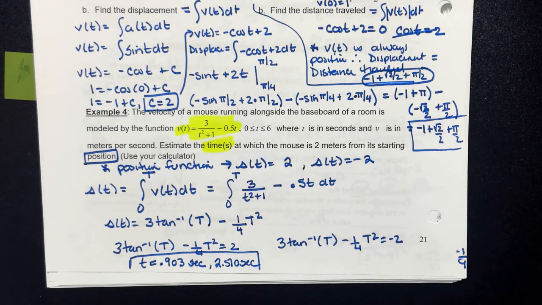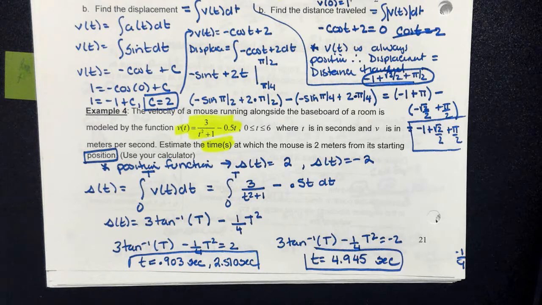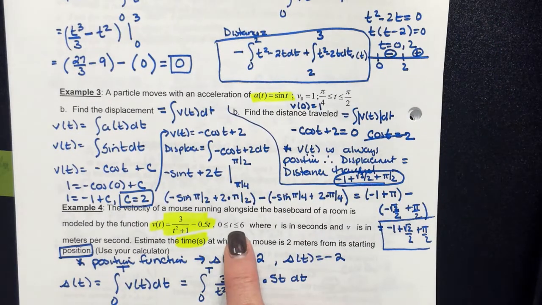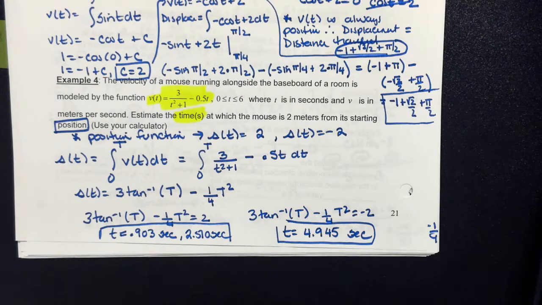So any questions on that part? You guys go ahead and answer the second part for me. But remember, we're only looking from 0 to 6. Yeah, so we got those 3. All right, so any questions, guys?